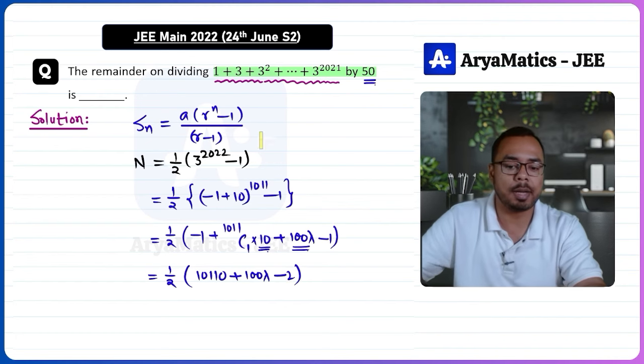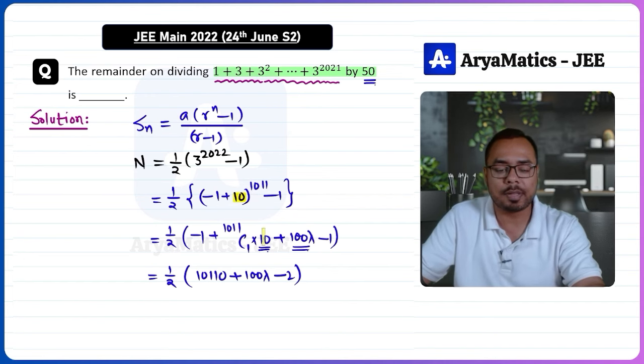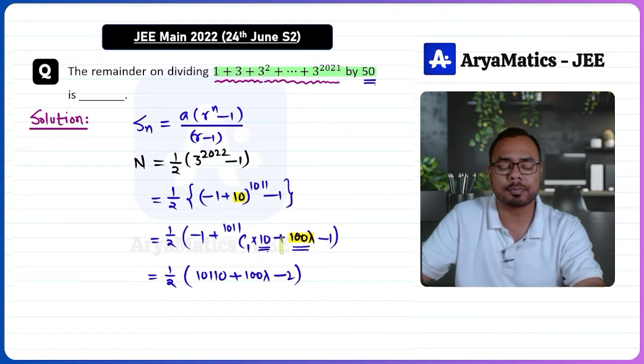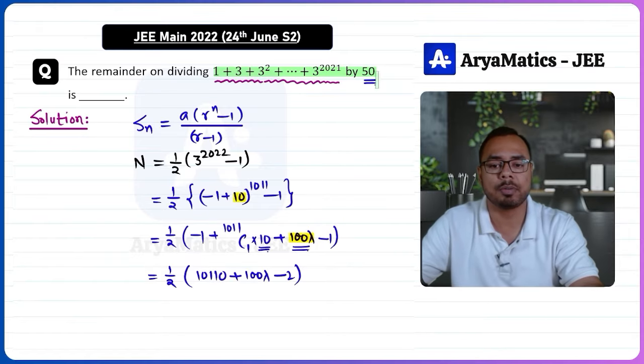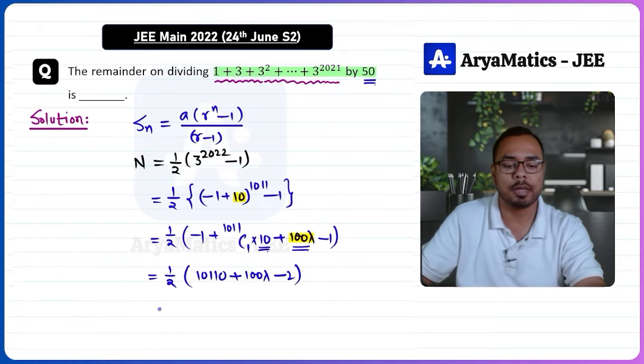When we are expanding in terms of exponents of increasing powers of 10, only the first two terms are not multiples of 100. After that, the third term will be 10 square, the fourth term will be 10 cube, and so on. So all of those numbers are multiples of 100. And because we have 1 by 2 outside, we can easily figure out what the remainder should be when we are dividing by 50.